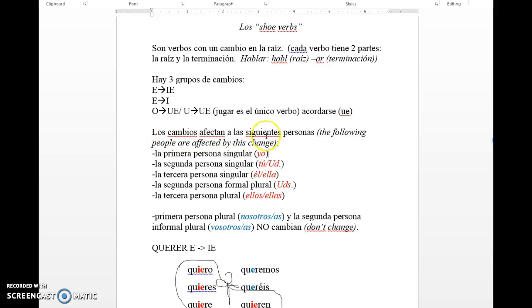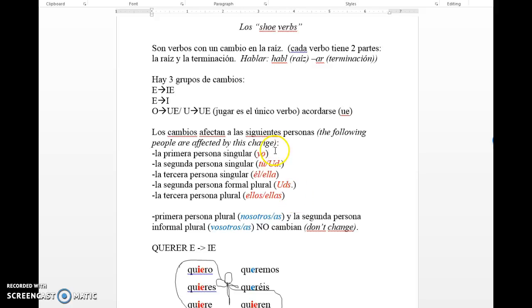Los cambios afectan a las siguientes personas. So the changes affect the following people. Okay. So I put them in red. These are the ones that will change. La primera persona singular, yo. La segunda persona singular, tú, usted. La tercera persona singular, él, ella. La segunda persona formal plural, ustedes. Y la tercera persona plural, ellos, ellas.